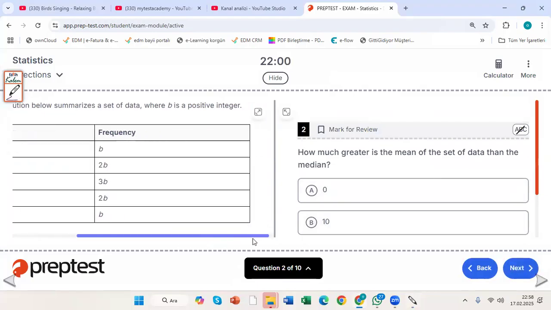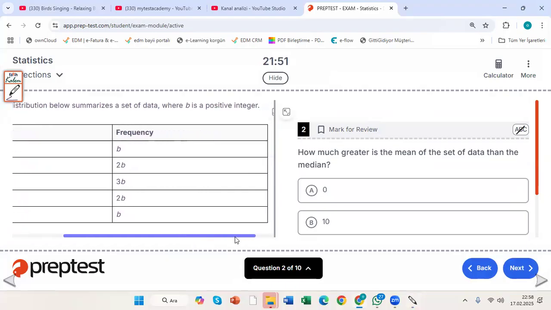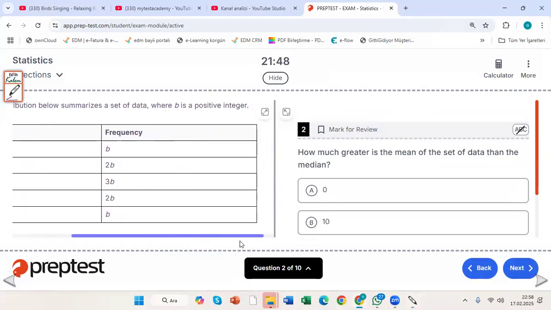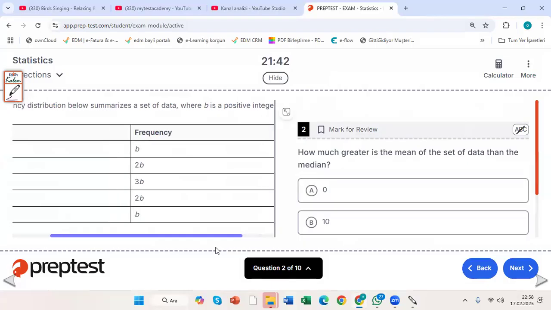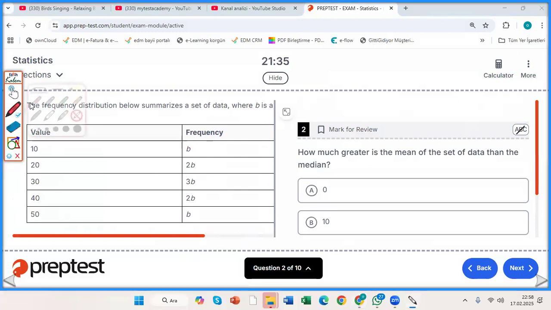Right now, this is another example. Here, the frequency distribution below summarizes a set of data where b is a positive integer. Okay, how much greater is the mean of the set of data than the median we are asked to find? To find the mean and median, you are going to use the same methods.